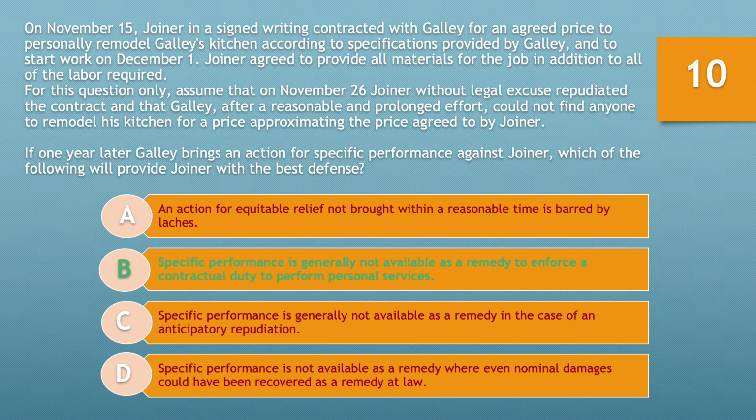If you chose option B, you'd be correct. Specific performance is generally not available as a remedy to enforce a contractual duty to perform personal services. The rule is that there's no specific performance for service contracts. In this case, Joyner had contracted with Galley to remodel Galley's kitchen. About 2 weeks later, Joyner repudiated the contract without legal excuse. Galley cannot compel Joyner to resume and complete performance of the contract because there's no specific performance for service contracts. Thus, if Galley brings an action for specific performance against Joyner, Joyner's best defense is that specific performance is generally not available as a remedy to enforce a contractual duty to perform personal services.